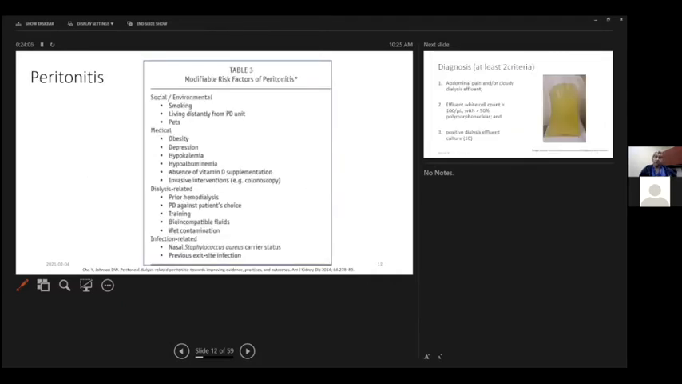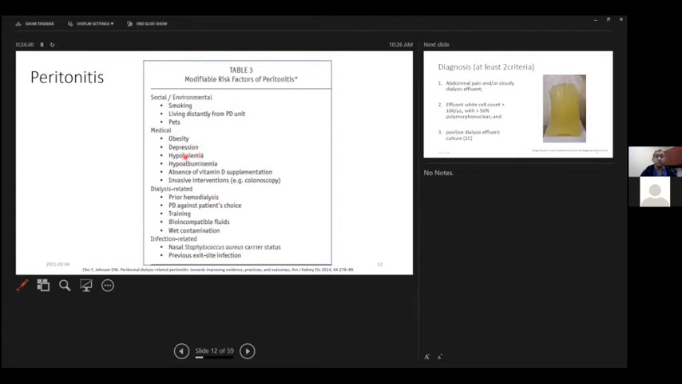So what are the risk factors for peritonitis? Obviously, as you can see, the risk factors are related to the general well-being of the patient. If you're smoking, if you're living away from the PD unit, that means there's not much follow-up, which is very common in places up north in Canada here, nearer to the icier places. Or if you have pets. The other is obesity, which means you're not able to see the exit site or the catheter properly. Depression, if you don't want to do the proper steps.